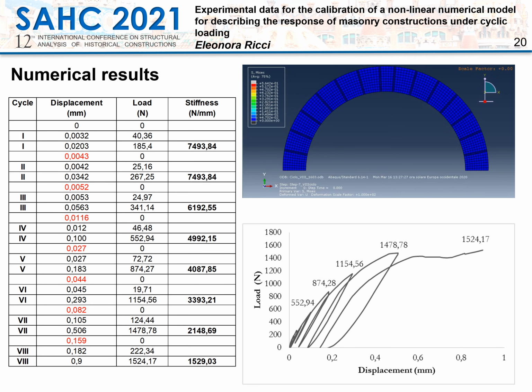Only the first 8 cycles have been simulated, leaving out further cycles characterized by a decrease of the maximum load. Simulations have been performed in displacement control. Here you can see an animation of the nonlinear analysis performed and the results in terms of displacement, load values, and also stiffness at the beginning and at the end of each cycle.